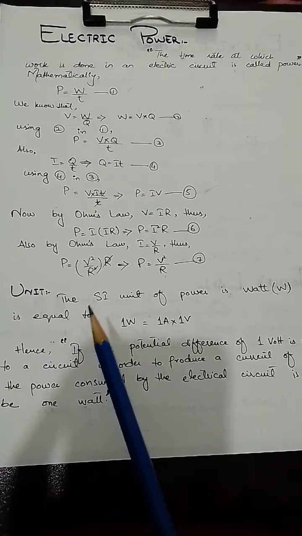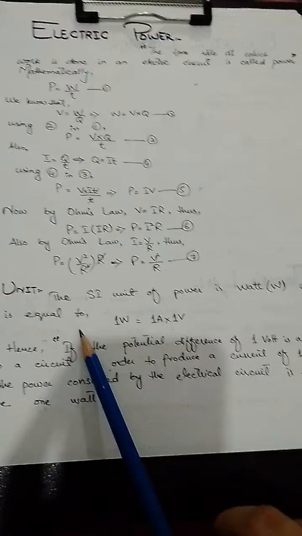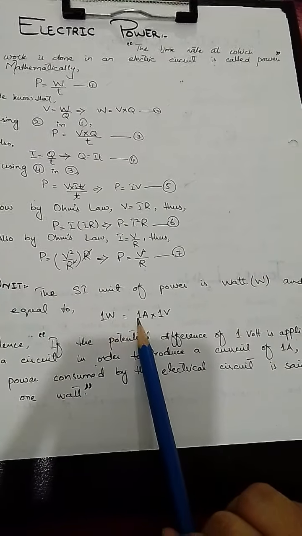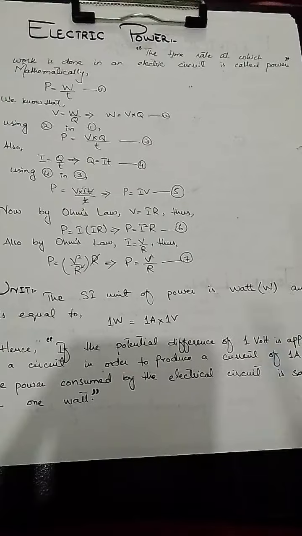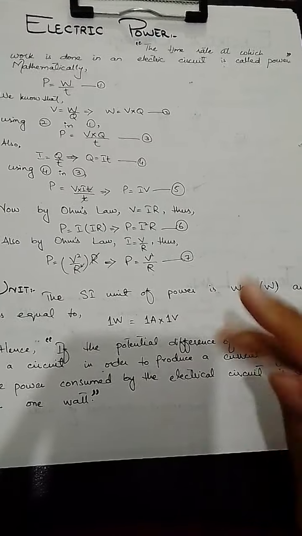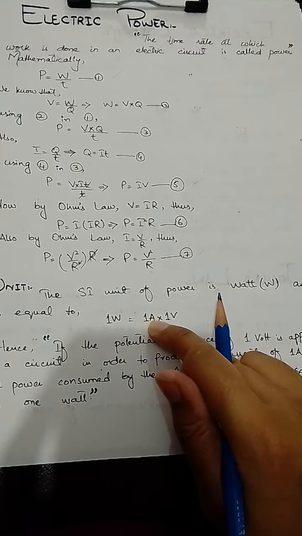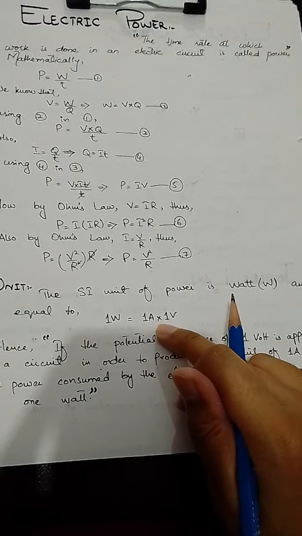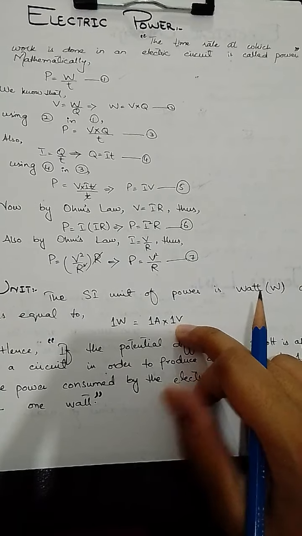Now the SI unit of power is watt, and it's equal to 1 watt equals 1 ampere into 1 volt, obviously. Okay, so the amount of current passing through a circuit when a potential difference of 1 volt is applied to it.